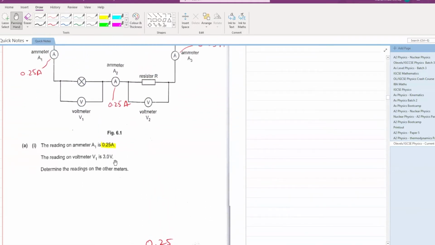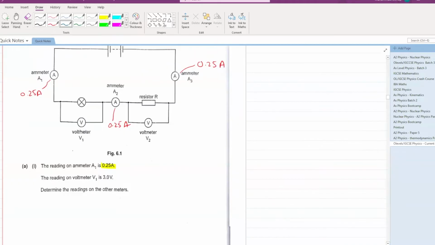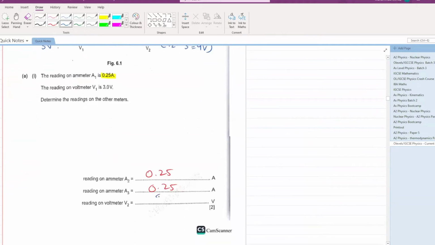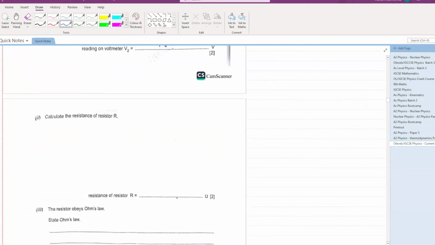The reading on the voltmeter 1 is 3 volts. Okay, the reading here is 3 volts. You have to calculate the reading on voltmeter 2 as well. So the total voltage of the battery is what? 12. Let's say you have an initial pocket money of 12 rupees. You have spent 3 volts or 3 rupees on chocolates. What will be your remaining voltage or the remaining pocket money? 12 minus 3, that is 9 volts. So you can write 9 here. Simple. Let's further move ahead.